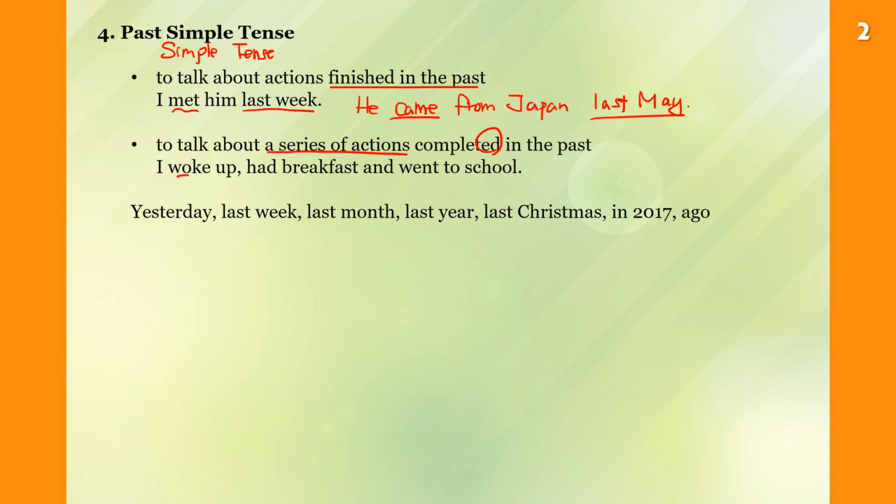I woke up, I had breakfast, and I went to school. So this is a series of actions, but they happened in the past. So we can use past simple with expressions such as yesterday, last week, last month, last year, last Christmas, in 2017, and how many days ago, something like this.